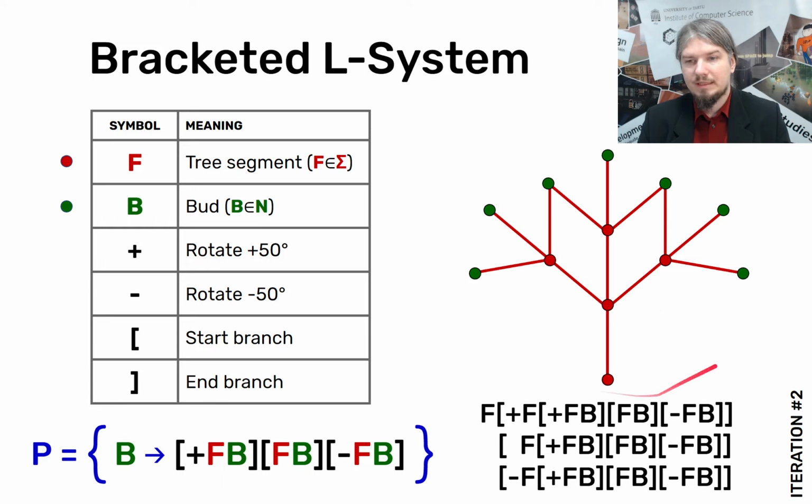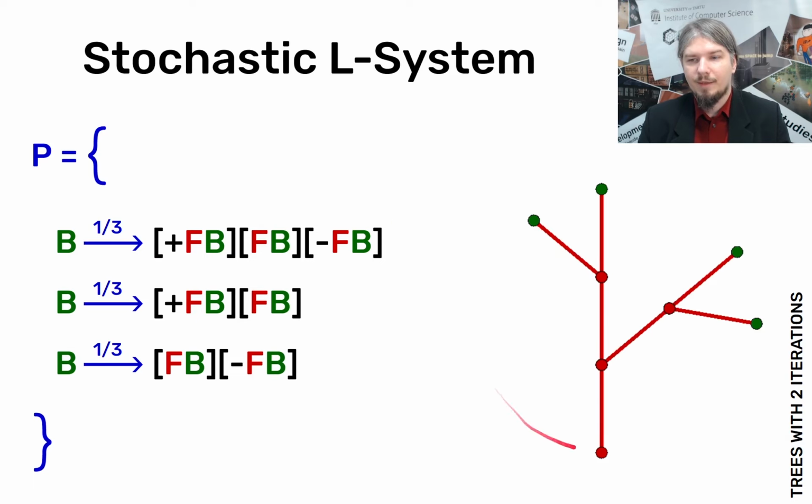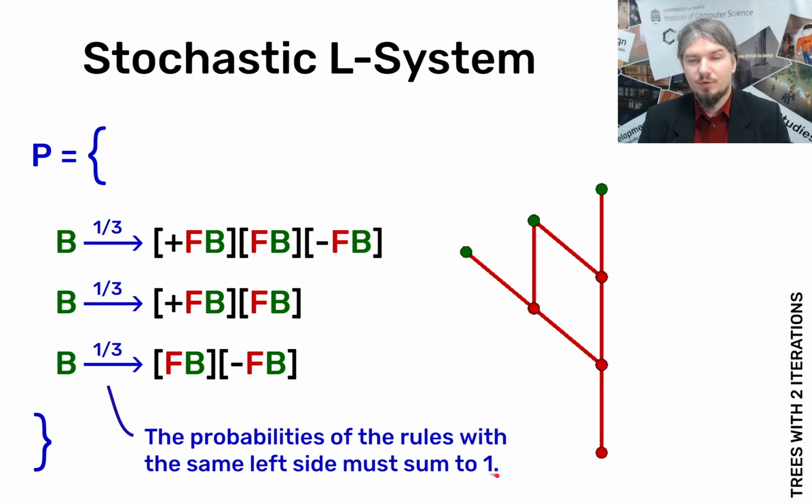But we can see that this tree is also very symmetrical, just like the one we had before. So one way to add some randomness into the result is to use a stochastic L system. A stochastic L system with these specific rules would be able to generate different trees. Let's look at these rules. Again we have this non-terminal symbol B that gets transformed into something, but each rule now has a probability. And we have several rules with the same left-hand side. These probabilities of the rules with the same left-hand side need to always sum up to 1. So there is always a 100% chance that we pick one of those rules to replace the baud, for example. But each of them has their own probability.